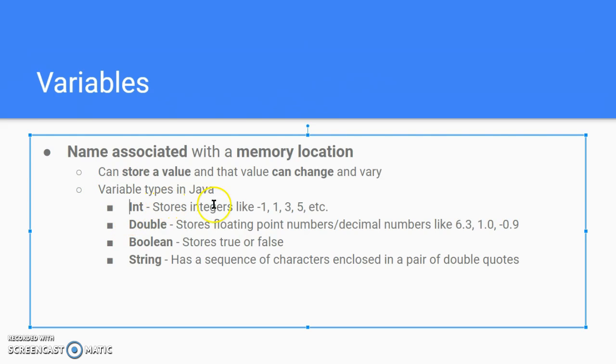Now, the int stores integers like -1, 1, 3, and 5. This includes negative and positive numbers. The double stores floating point numbers, decimal numbers like 6.3, 1.0, -0.9, just anything that includes decimals. And this can extend outwards, so this can be 6.33333 and 1.00000, and so on and so forth.